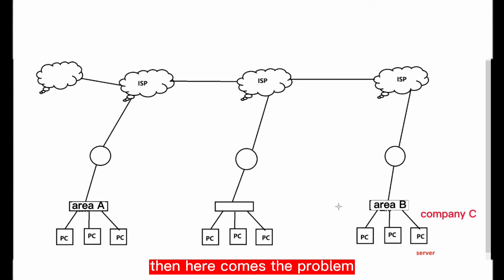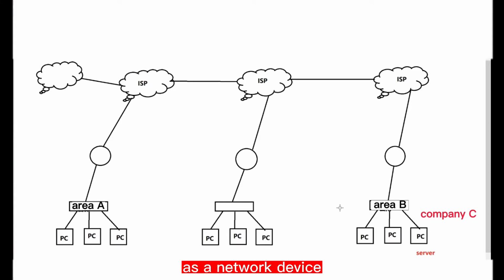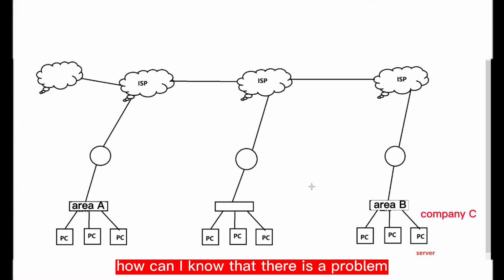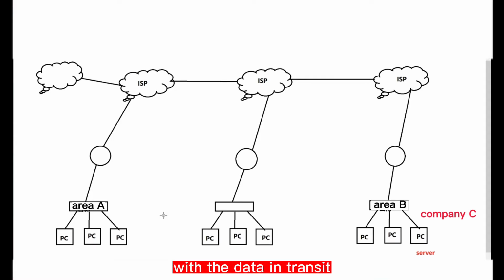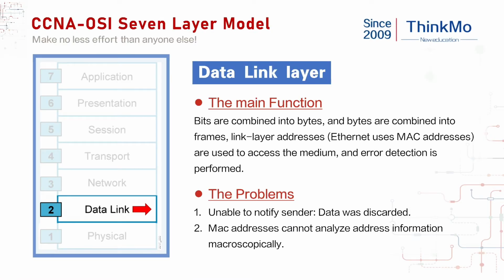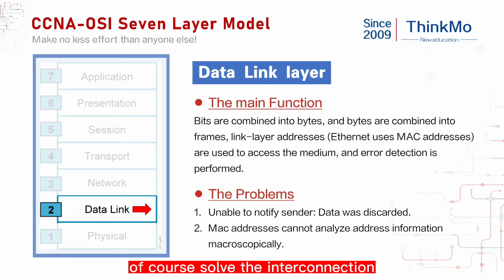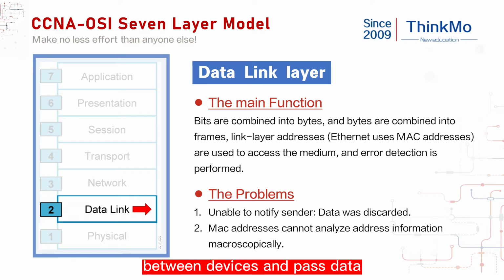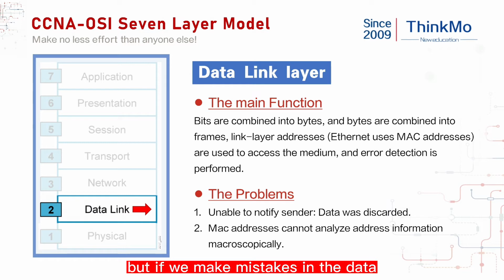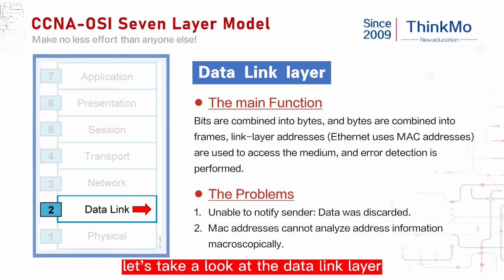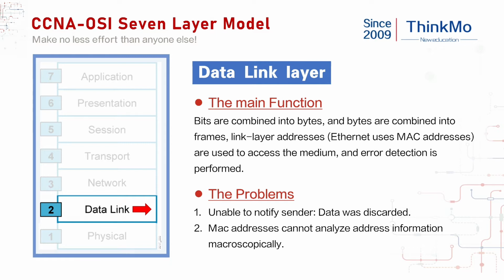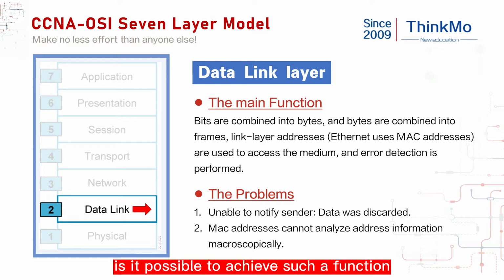Then here comes the problem. As a network device, how can I know that there is a problem with the data in transit? We need a mechanism now. Everyone will find the physical layer can, of course, solve the interconnection between devices and pass data, but if we make mistakes in the data, it cannot be detected. Let's take a look at the data link layer. Is it possible to achieve such a function?